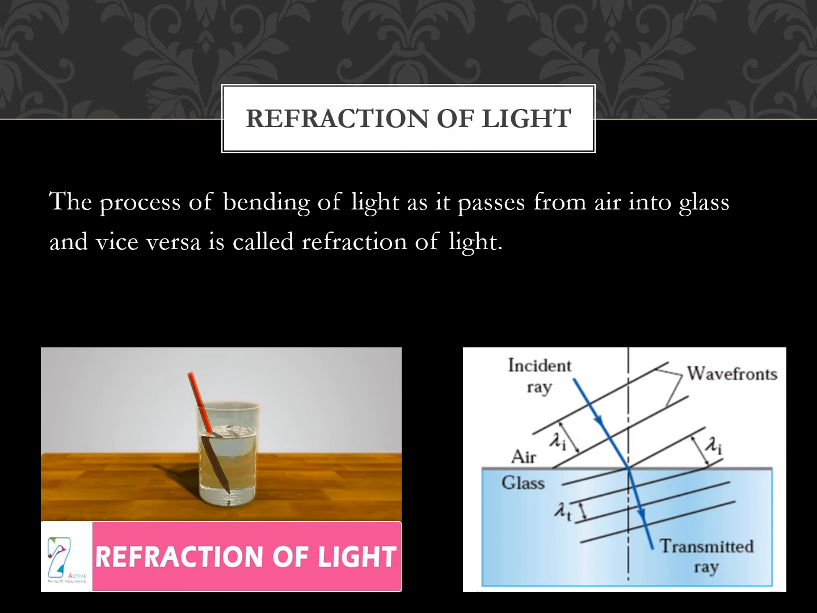The process of bending of light as it passes from air into glass and vice versa is called refraction of light. As you can see in the figure, an incident light ray enters from air into glass, and you can see that the wavelength of the light wave inside the air is greater as compared to the wavelength of the wave inside the glass. As this light ray enters inside the glass, its wavelength decreases. Similarly, its velocity also decreases.